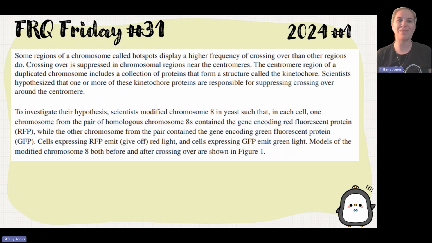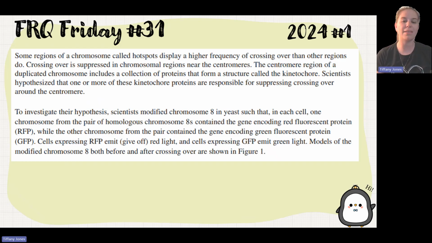So here we have some more prompts. Some regions of a chromosome called hotspots display a higher frequency of crossing over than other regions do. Crossing over is suppressed in chromosomal regions near the centromeres. The centromere region of a duplicated chromosome includes a collection of proteins that form a structure called the kinetochore. Scientists hypothesize that one or more of these kinetochore proteins are responsible for suppressing crossing over around the centromere.